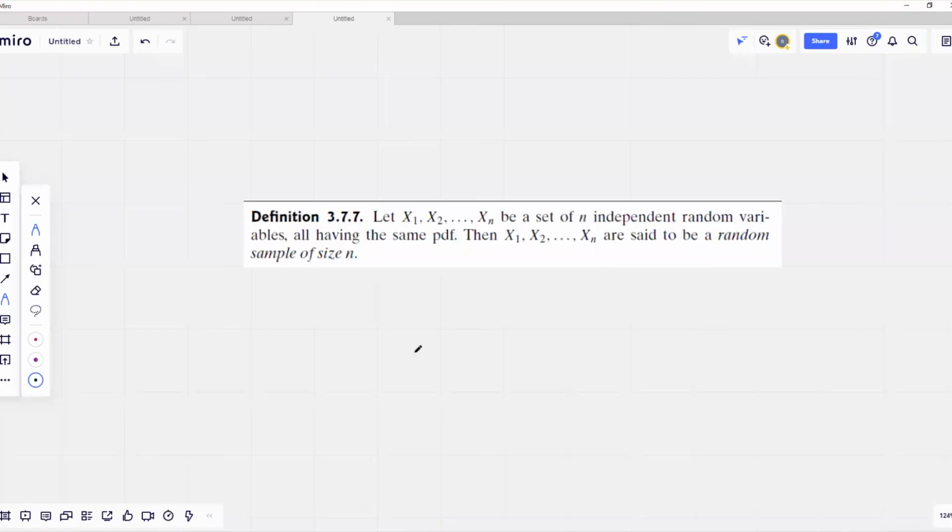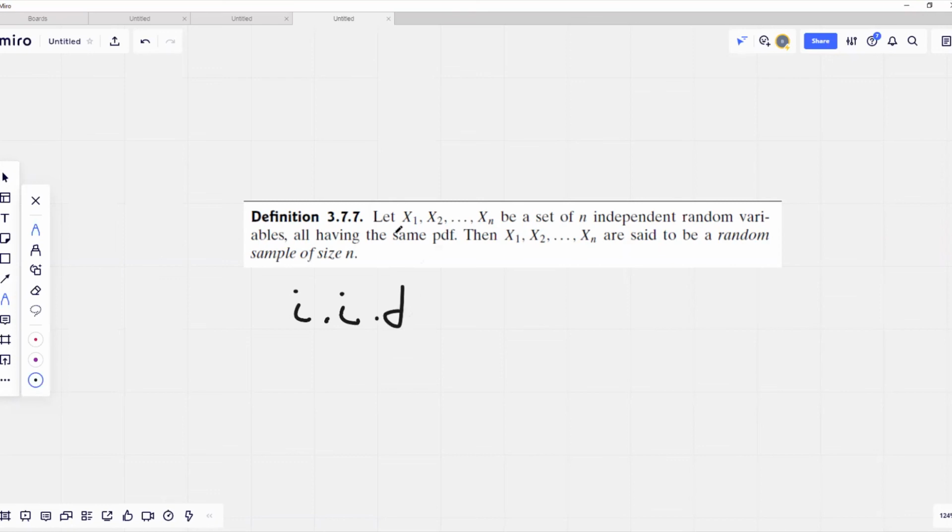Finally, we are going to conclude our section on joint densities with the following definition of a random sample. Let's assume we have a list of random variables x1 through xn, and these are independent random variables, and they all follow the same PDF. Then x1 through xn are said to be a random sample of size n. Another name for this random vector is IID.